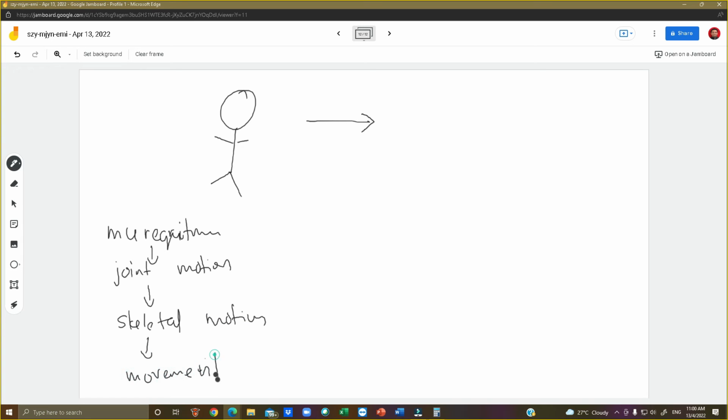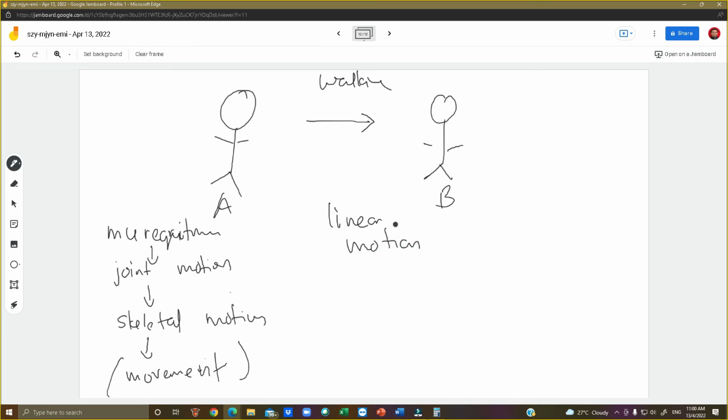Okay, ni how human move, right? So movement here is, katalah kita nak dia ni walking. So we are going to see this fella walking forward. That is the movement. And the movement cause change of place from point A to point B. Okay, this is known as linear motion. Linear motion.